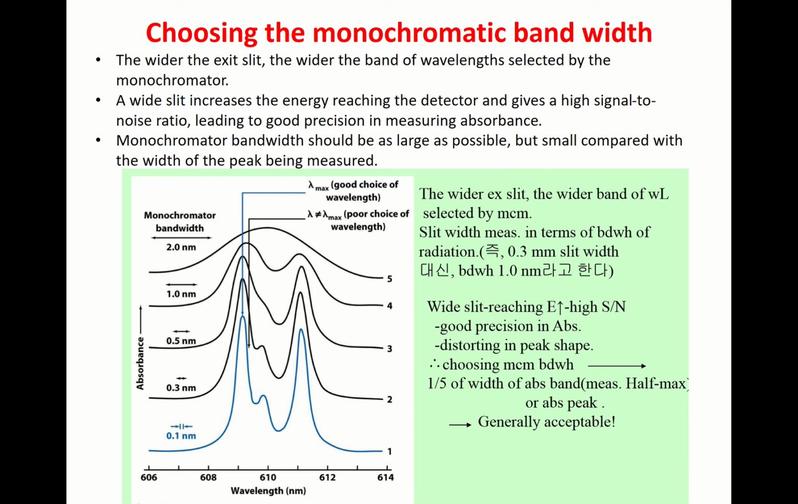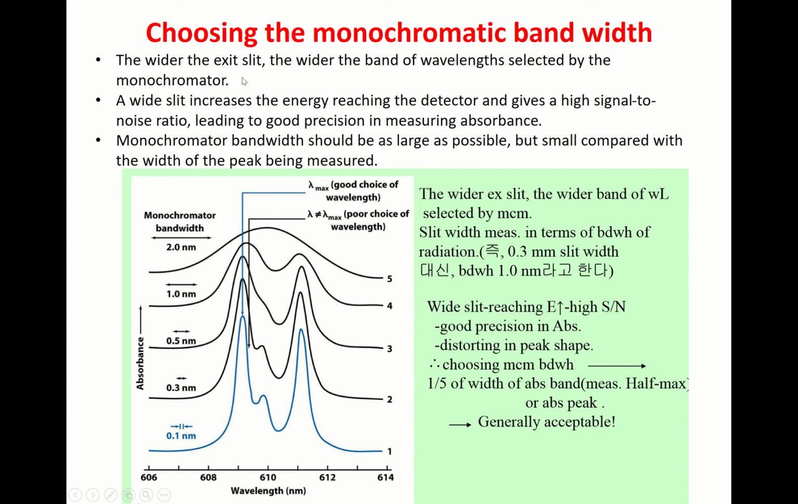Yeah, next topic is choosing the monochromatic bandwidth. Depending on the bandwidth, you can change the resolution of the spectrophotometer. There are several ways to change the bandwidth. First, you adjust the slit, the access slit.